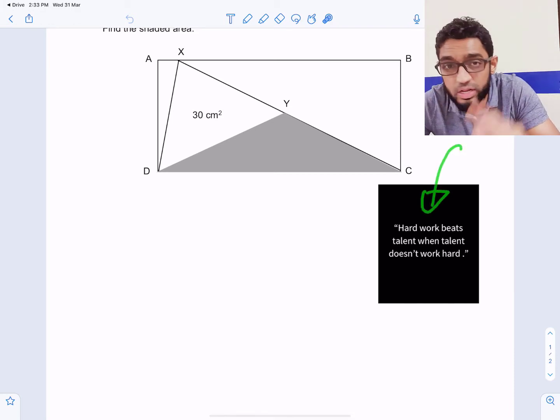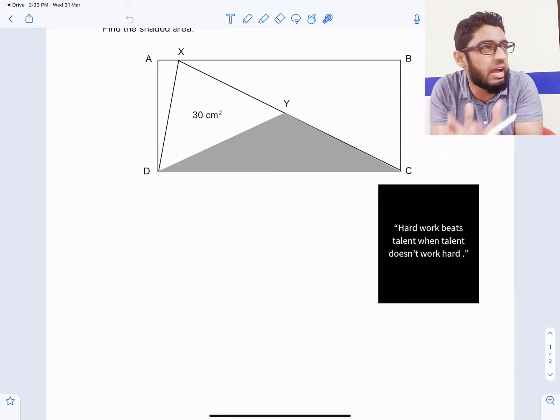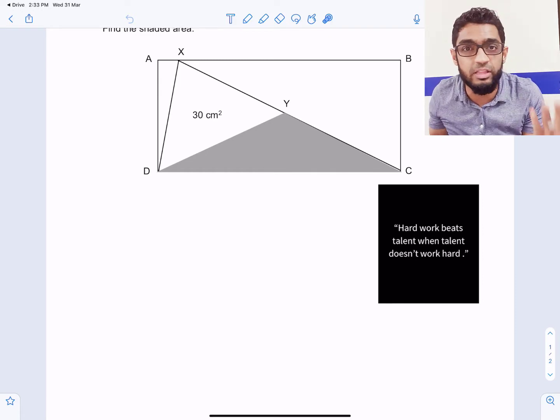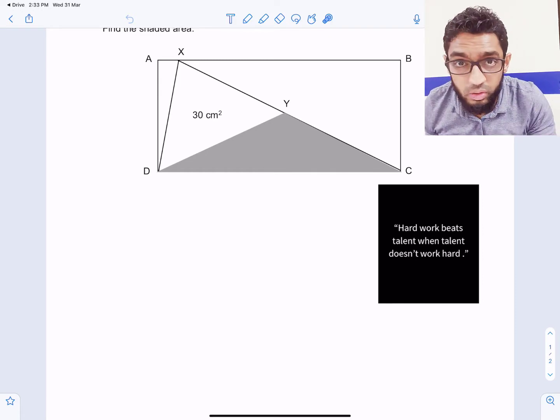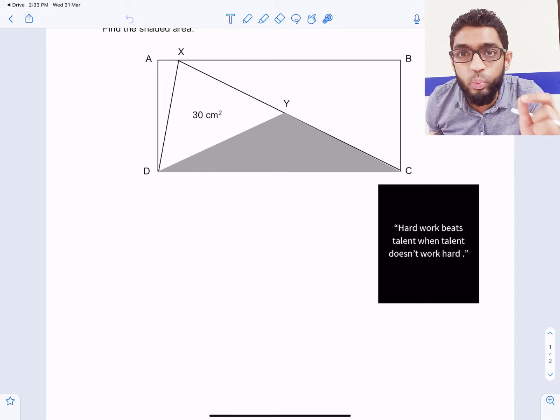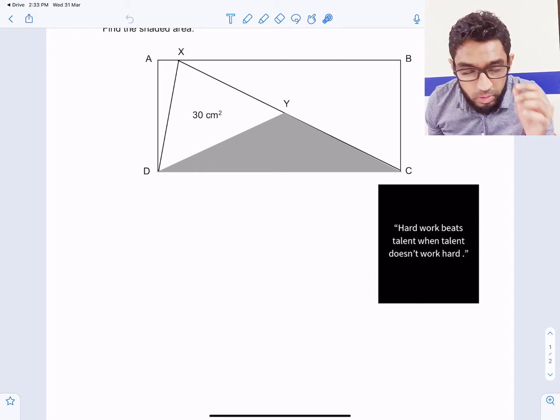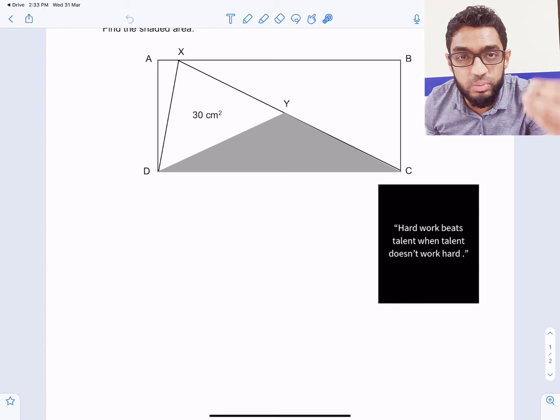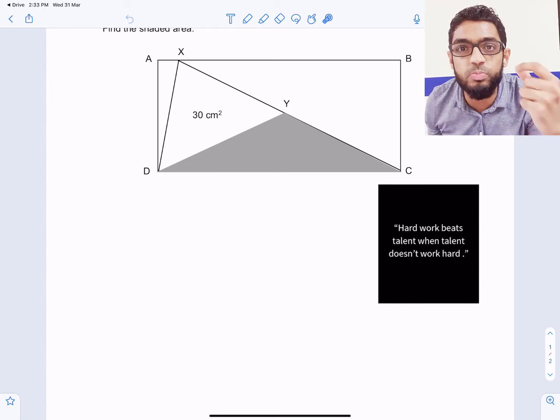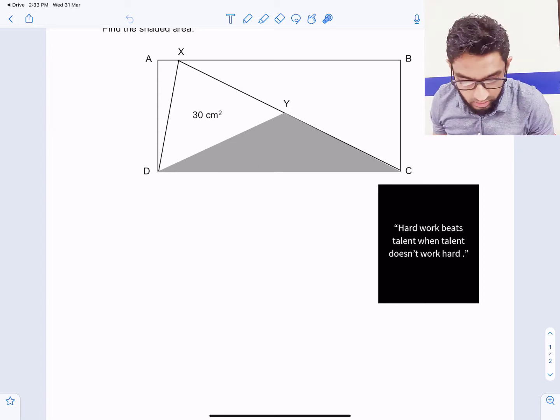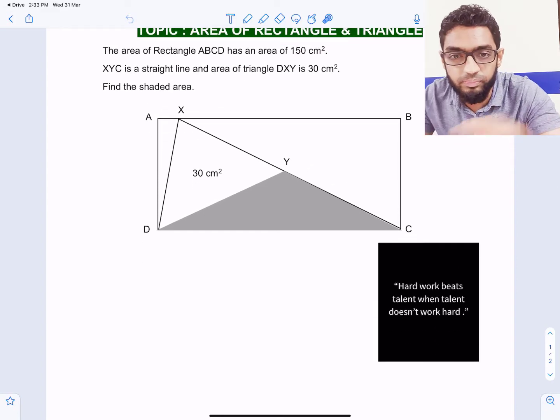Don't worry too much about talent. Maybe some of you think, I'm not born with this mathematics skills. Don't worry about that. Most people who do well, most people who achieve their dreams, are those people who work hard for it. Take note of that.